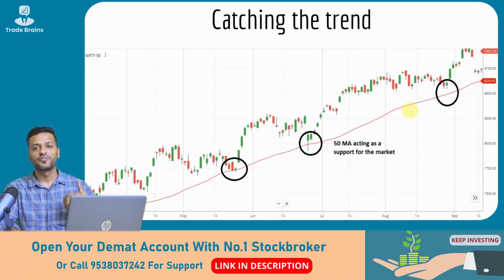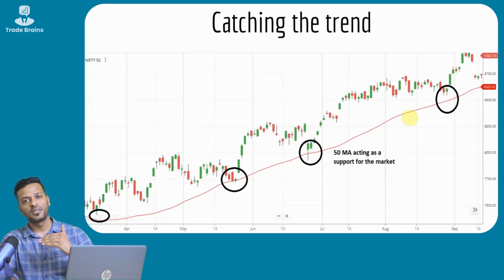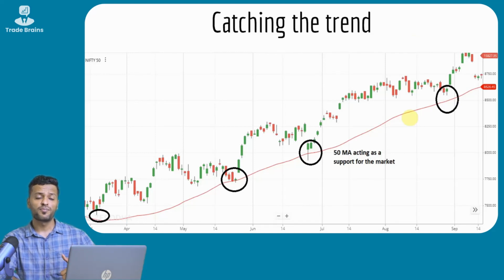Once they start trending or drifting in a certain direction, say if it's drifting up, look for buying opportunities on every dip. Say if it's drifting down, look for selling opportunities on every movement up towards the moving average. So the 50 period moving average becomes a very important factor if you're using catching the trend as a procedure for this kind of swing trades.